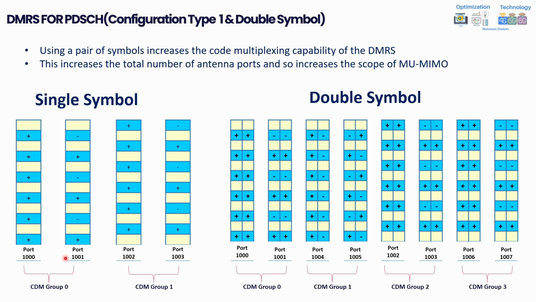So why is it 4 ports again? As you can see here, you have only one free subcarrier between used ones: every second subcarrier is used, and the others are free. So you have only two groups of frequency division multiplexing and two groups of code division multiplexing. 2 multiplied by 2 gives 4 ports. That's why the maximum for a single symbol is 4 ports.